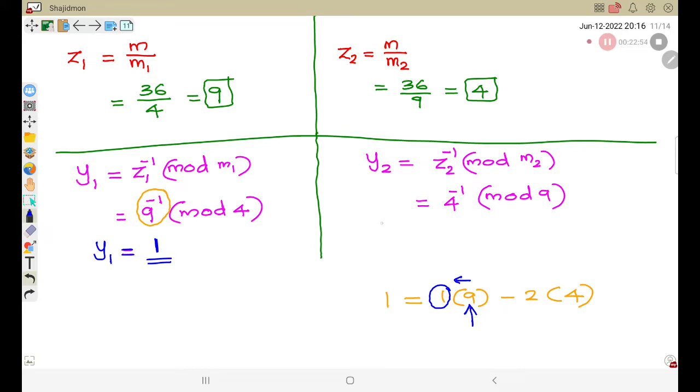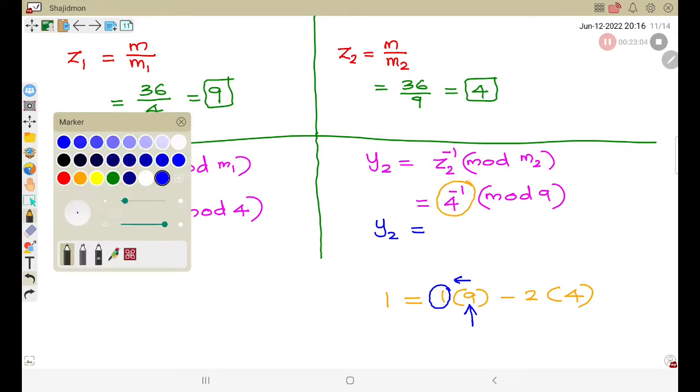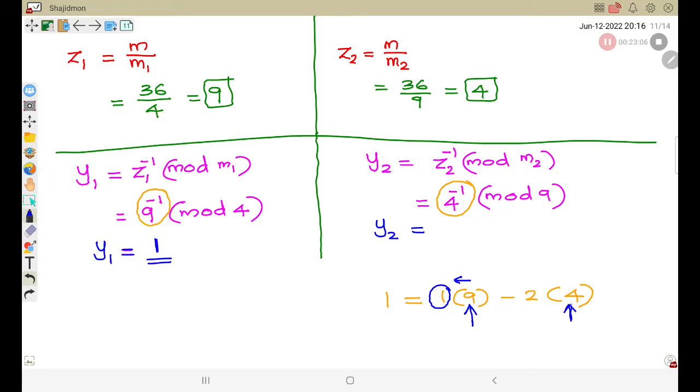Now in the same way, Y2. Y2 means 4 inverse. See this 4 number here, what is the number behind the 4? Minus 2, correct? So Y2 is minus 2, and here the number is negative, so we need to take mod 9: minus 2 mod 9. I hope you understood how we are writing the Y1 and Y2 numbers.